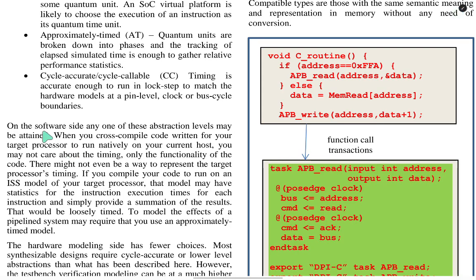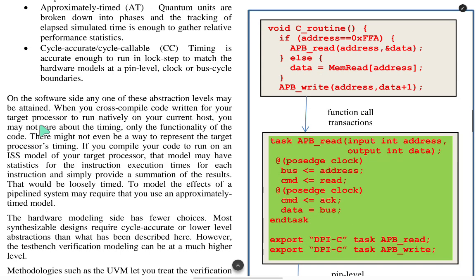So on the software side, any one of these abstraction levels may be attained when you cross-compile code written for your target processor to run natively on your current host. You may not care about timing, only the functionality of the code. There might not even be a way to represent the target processor's timing.